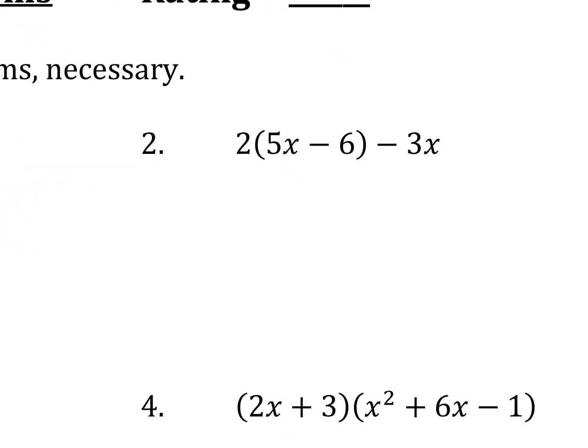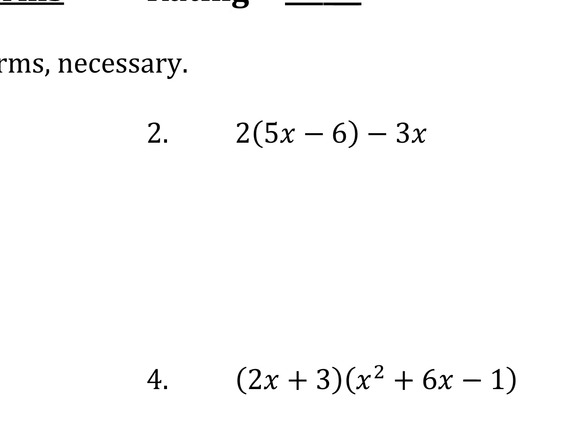All right, number 2. So we're going to distribute and combine like terms. So we got 2 times 5x in the parentheses here. What's 2 times 5x? 10x. How about 2 times negative 6? Negative 12. Do we multiply the 2 times the negative 3x or no? We actually don't because it's not in the parentheses. So we're actually not going to do it. We're just going to leave the negative 3x here.